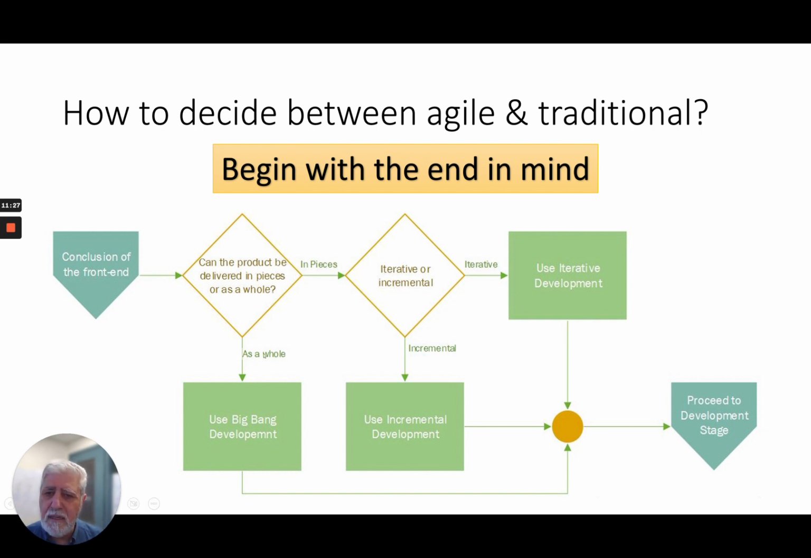In that case, if I can only deliver the product as a whole, we call that big bang development. Obviously, some of you might call it traditional, and some of you might even call it waterfall, which we don't agree with the terminology, but that's another subject. So let's call it big bang or traditional. Again, feel free to call it what you want.